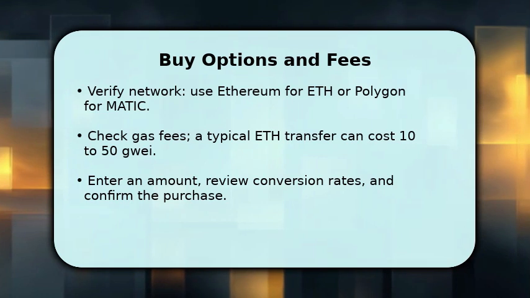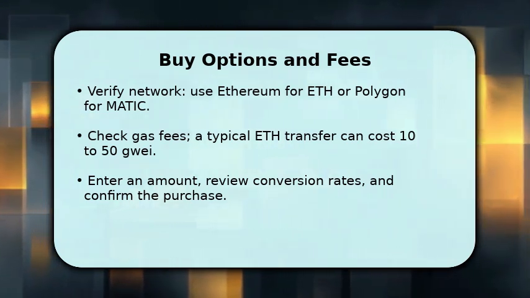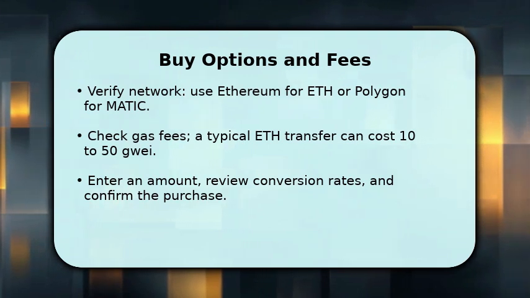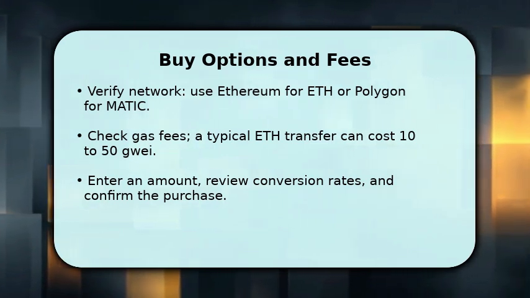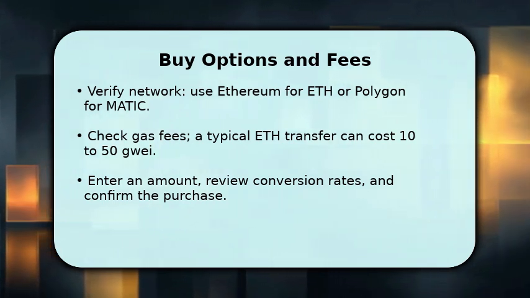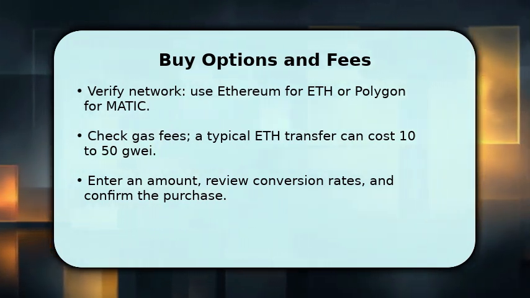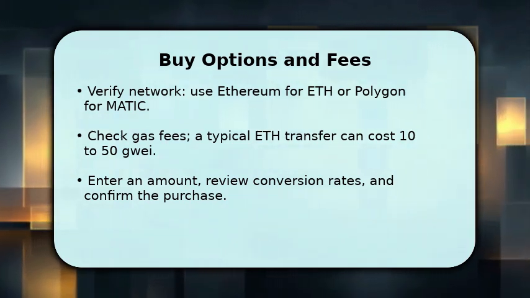Verify network. Use Ethereum for ETH or Polygon for Matic. Different networks have different token standards and fee profiles, so pick the network that matches the token you intend to receive. Check gas fees. A typical ETH transfer can cost 10 to 50 gwei, while Polygon fees are often a few cents. Enter an amount, review conversion rates, and confirm the purchase.